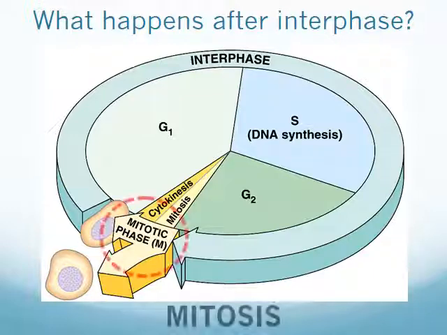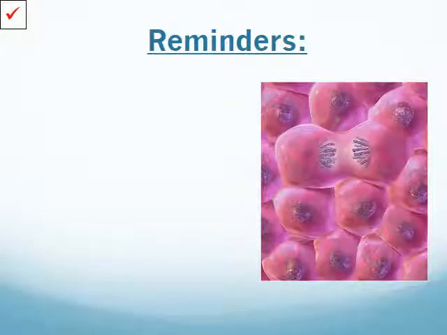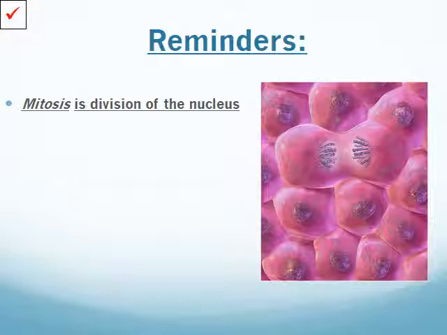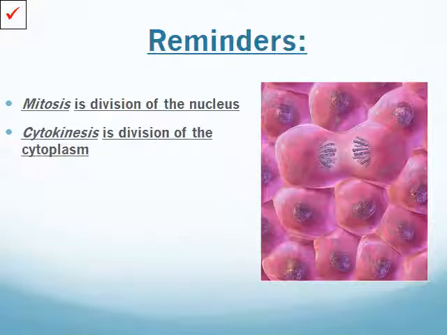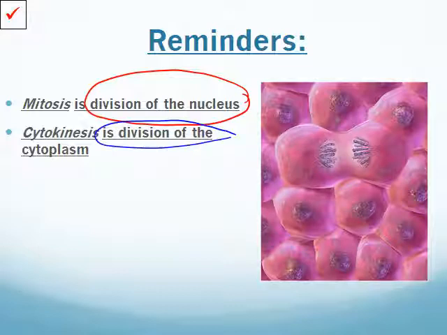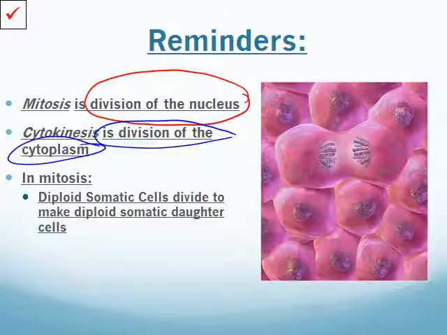So after interphase, we go through mitosis. So, just a reminder, mitosis, the distinction here, is the division of the nucleus, whereas cytokinesis is the division of the cytoplasm. So mitosis is division of nucleus, cytokinesis, division of cytoplasm. So in mitosis, diploid somatic cells divide to become diploid somatic daughter cells. So remember, diploid, we're talking 46 chromosomes, and somatic, we're referring to body cells.